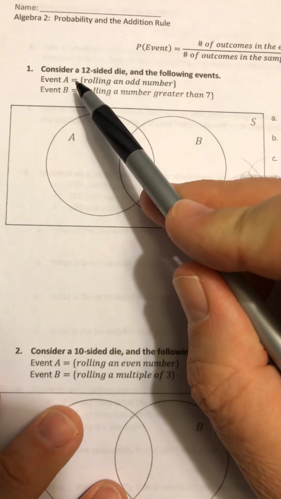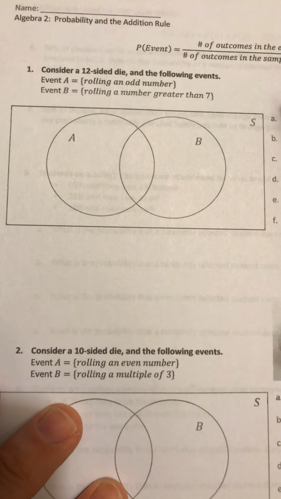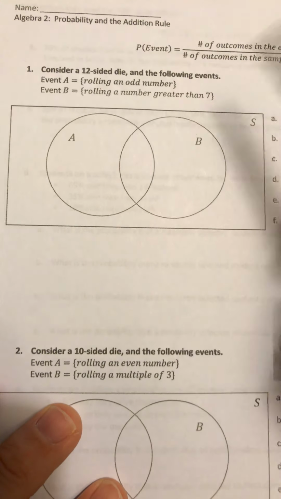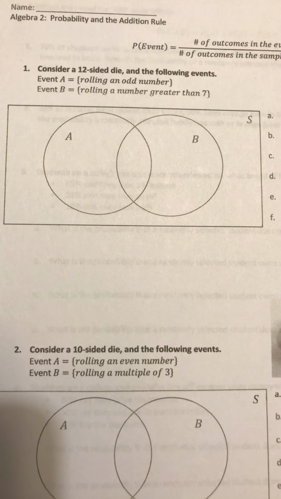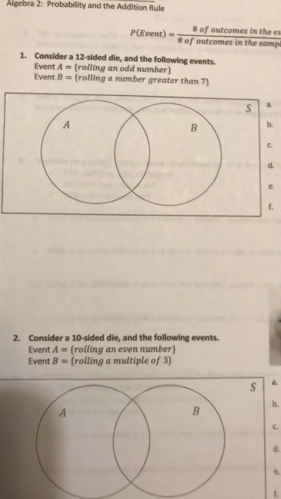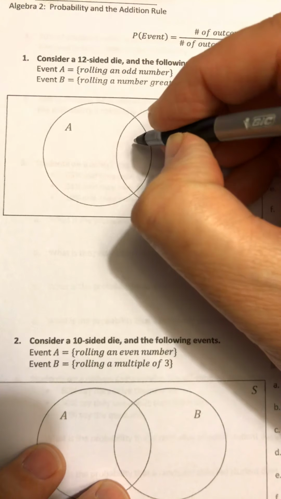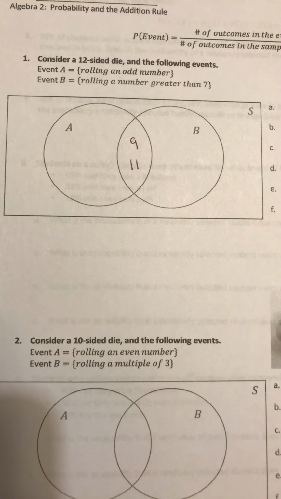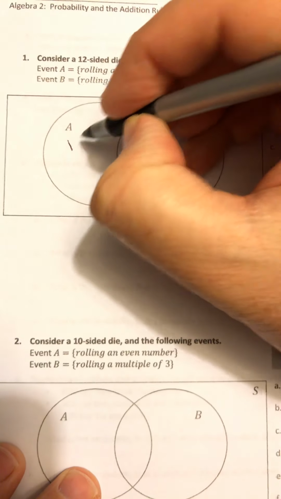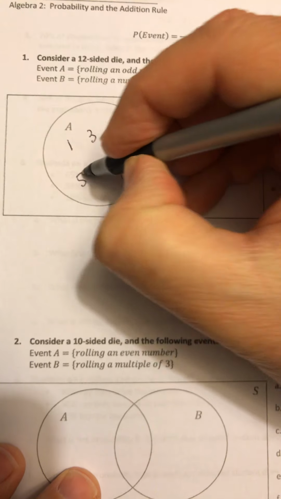Well, event A is rolling an odd number, 1, 3, 5, 7, 9, or 11. And event B is rolling a number greater than 7. Well, the first thing I want to do is how many odd numbers are greater than 7? 9 is greater than 7, and 11 is greater than 7, and they're odd. The other odd numbers, 1, 3, 5, 7.